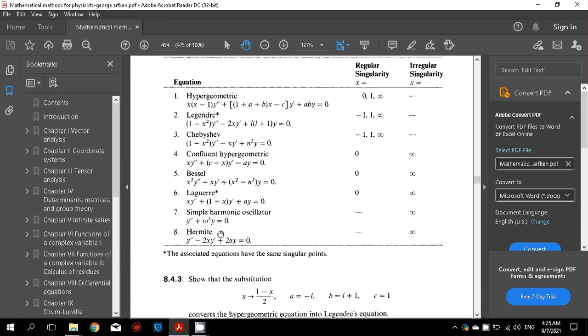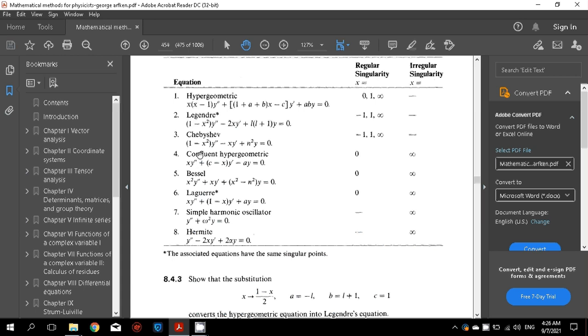So all these equations are partial or differential equations, and here in this table the regular singular points and irregular singular points have been detected. You must just look at this table, and we will consult this as a reference. You don't need to remember this table, but just have a close look.